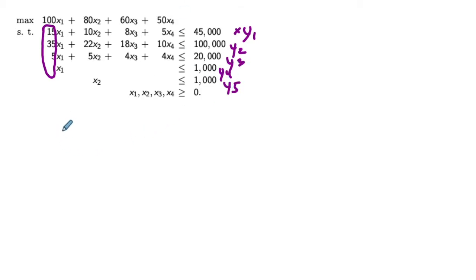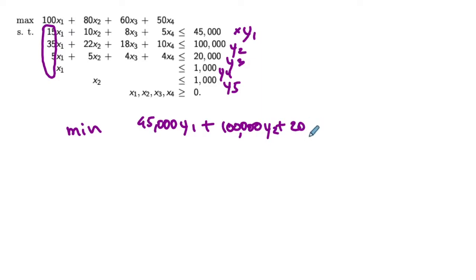And we can write down the following LP from the All Shoes United perspective. So you'll have minimize 45 thousandths times y1 plus 100 thousandths times y2 plus 20 thousandths times y3, then plus 1000 y4, and plus 1000 y5. So this is our objective when we try to minimize this upper bound.